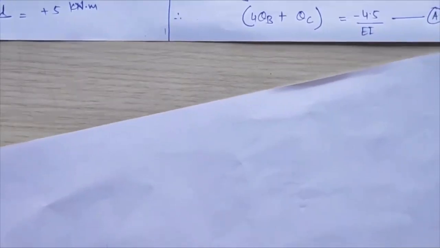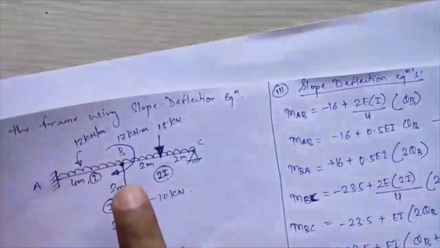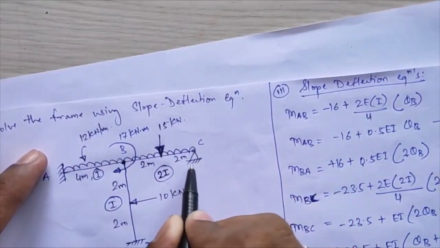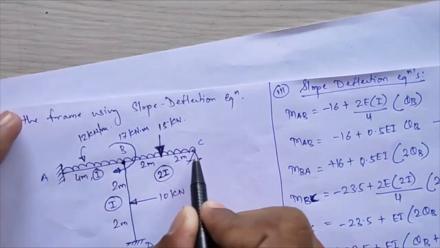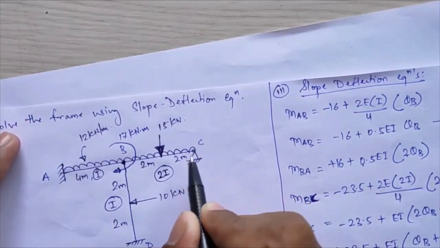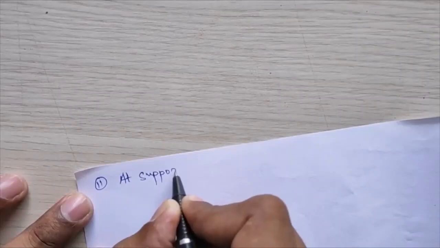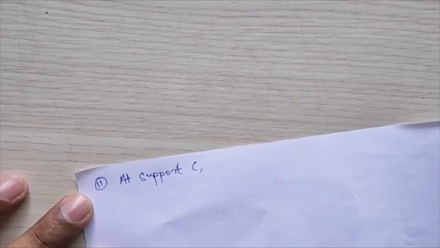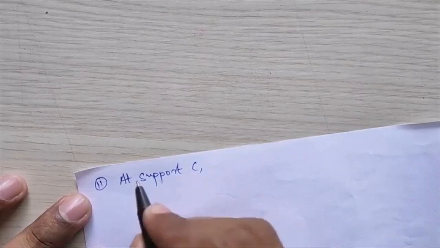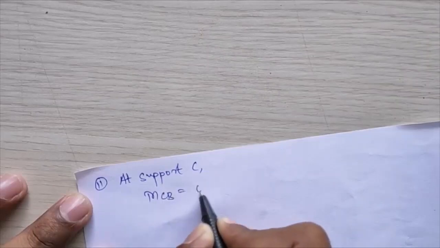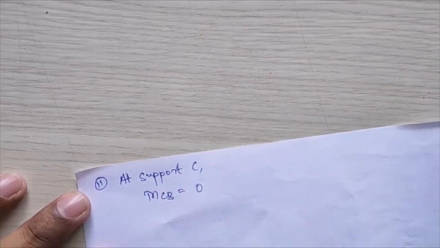Where is it occurring? At joint D we have seen the equilibrium equation. At joint C, you have a hinge support, that is an end support. So at an end support, the moment shall come equal to 0. That is, my second equilibrium condition occurs at support C, and that condition will be MCB equal to 0.